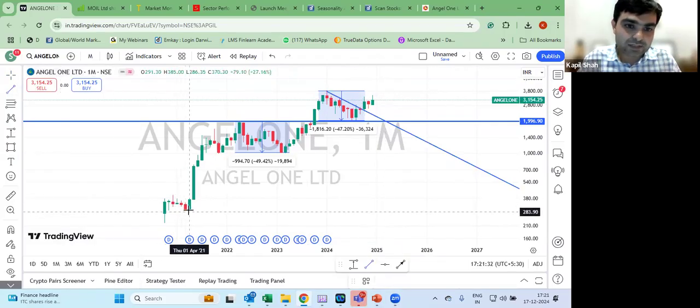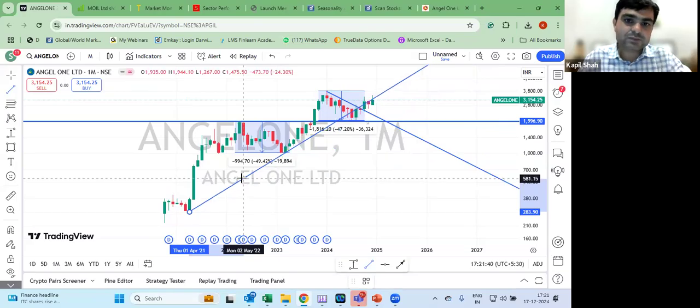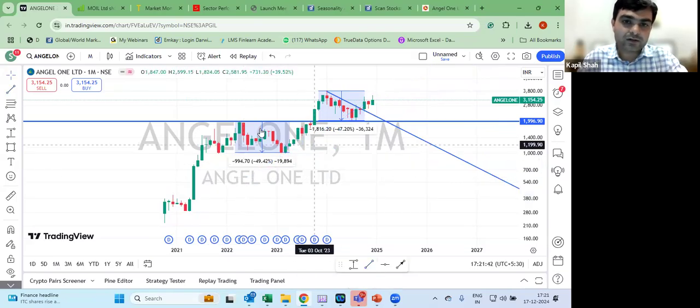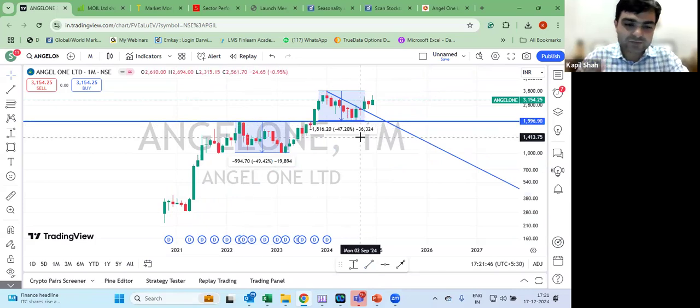If I can play more with the lines over here, okay, the trend line has not panned out that well. So it has moved below the trend line, but the horizontal line played its role. The horizontal line took the support level over here. So that is the first thing.